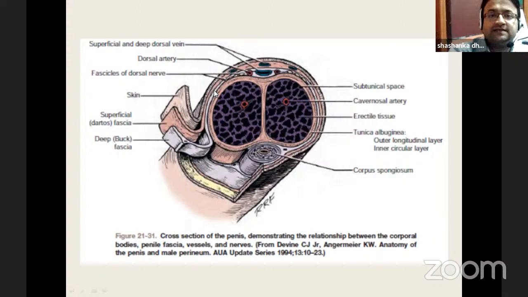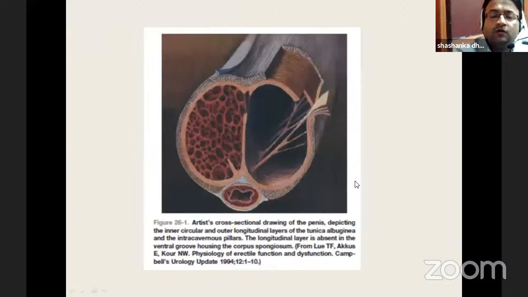Above that is the layer of the Buck's fascia, which contains all the important structures, the dorsal arteries and dorsal vein. The superficial dorsal vein is outside the Buck's fascia. The deep dorsal vein is within the Buck's fascia. Above that is the dartos fascia. So of the two fascia, the deeper one is the Buck's fascia, and the outer one is the dartos fascia. The dartos fascia contains the superficial dorsal vein. And after that is the skin, which is a loose structure.